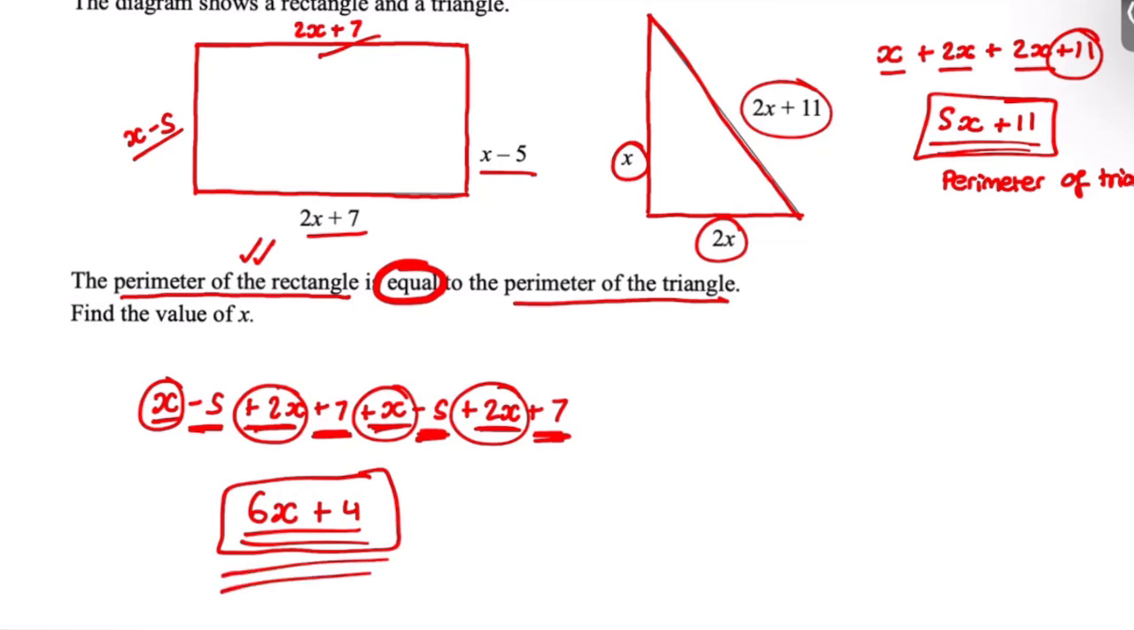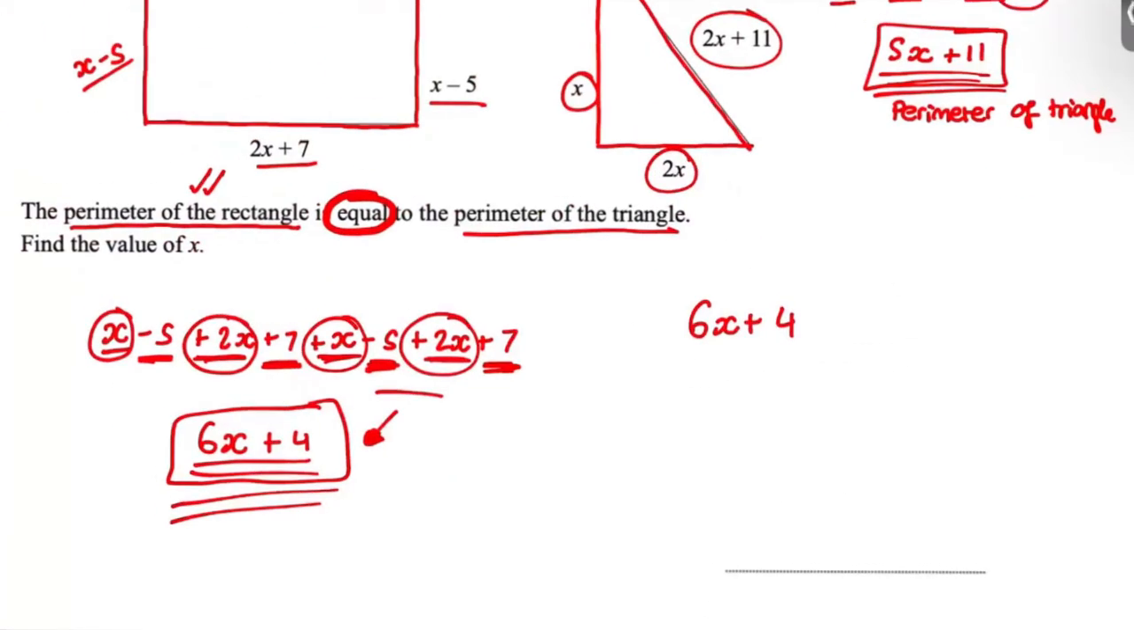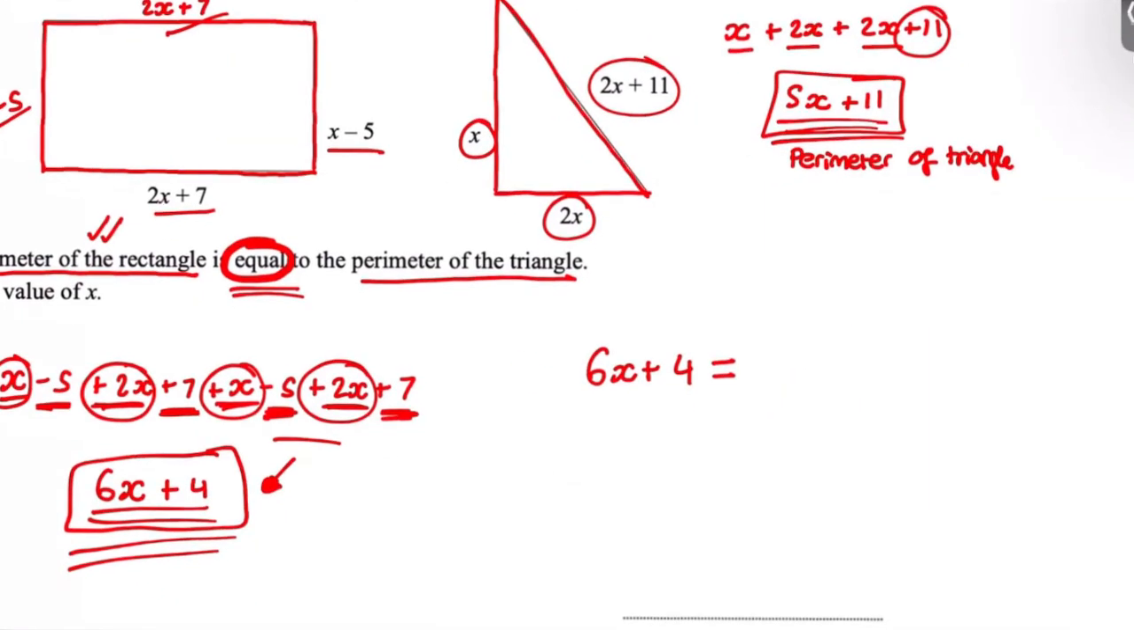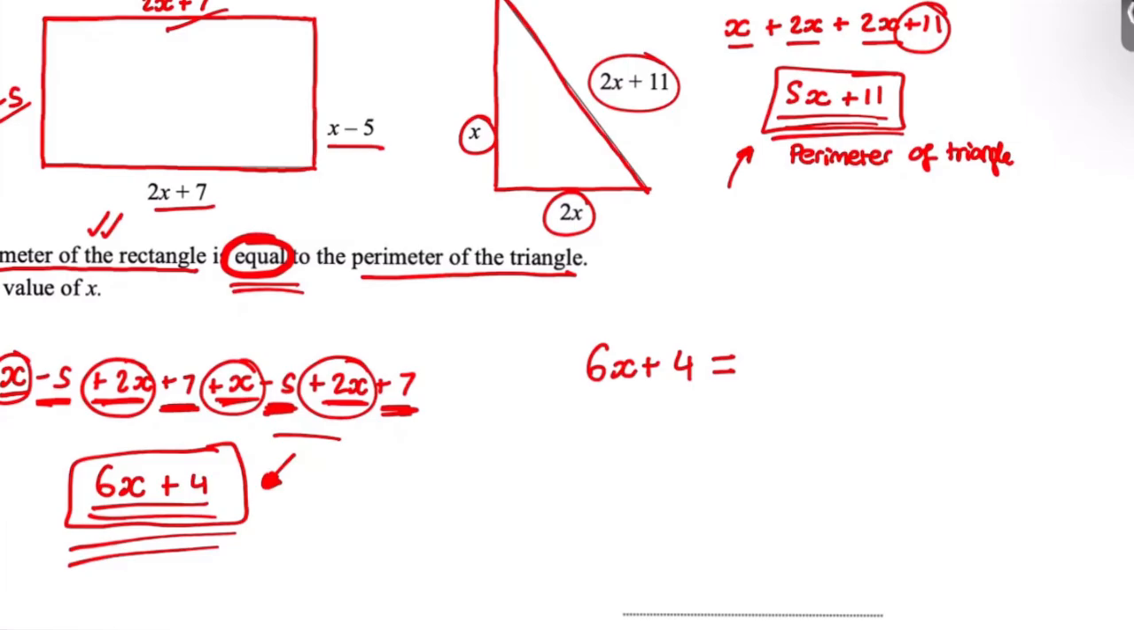We know that this is the perimeter of the triangle, and we know that they are equal to each other. So all we're going to do is get this thing over here. This is 6x plus 4. That's the perimeter of the rectangle, and we know that it's equal to the perimeter of the triangle. So we're going to put an equal sign in because we know it's equal. And then on the other side, we're going to put the perimeter of the triangle, so 5x plus 11. Okay, now we've got ourselves an equation.